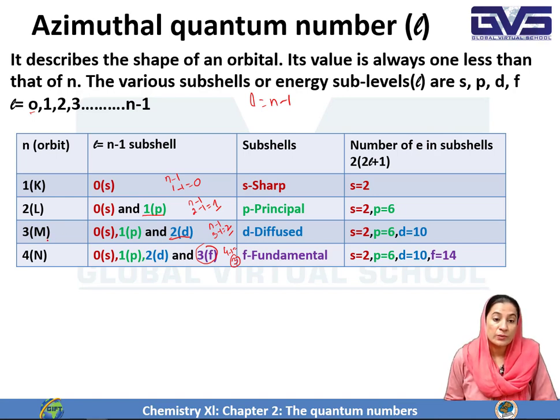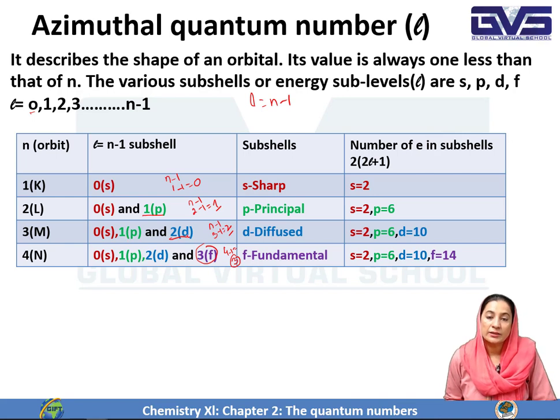When the principal quantum number is 3, shell 3, orbit 3, then there are 3 subshells: s, p, and the third one is the d subshell. And when n, the principal quantum number, is 4, when it's in the fourth orbit, you can say there are a total of 4 subshells: s subshell, p subshell, d subshell, and the fourth one is the f subshell. S stands for sharp, p stands for principal, d stands for diffused, and f stands for fundamental. So hopefully this will be clear for you.